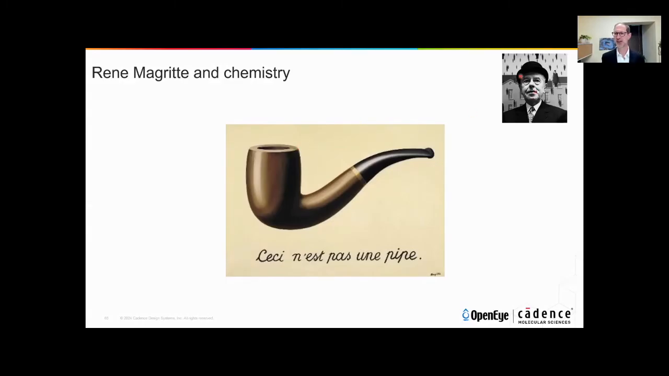This early 20th century Belgian surrealist, his name was René Magritte. And this is one of Magritte's most famous paintings. It's called The Treachery of Images, and the text in the painting reads, "Ceci n'est pas une pipe," or "This is not a pipe." And indeed, Magritte is correct. That isn't a pipe, it's just a painting of a pipe.